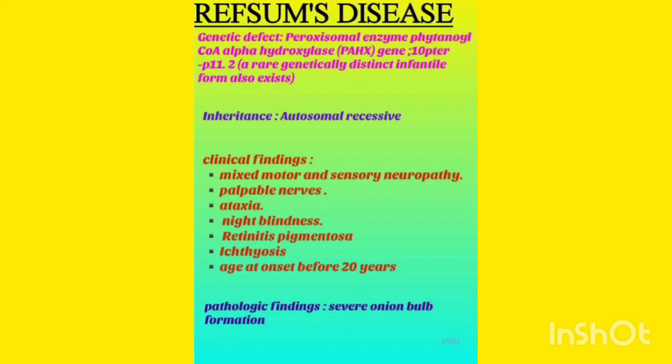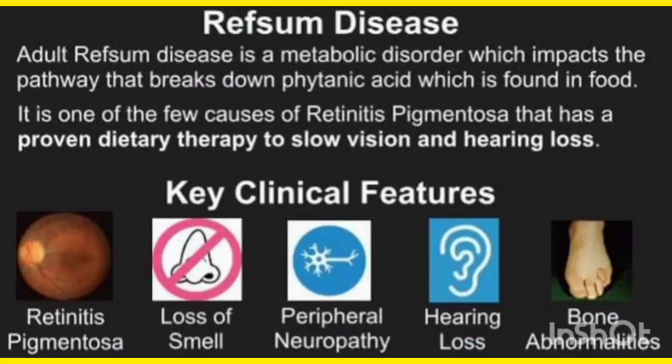And what is the enzyme? Remember, phytanoyl CoA alpha hydroxylase. What is the gene? PAHX gene. So all these you can remember. Along with that, remember the inheritance: it is an autosomal recessive disorder. Now what are the clinical findings? I have put this slide again because I want to describe the clinical findings.